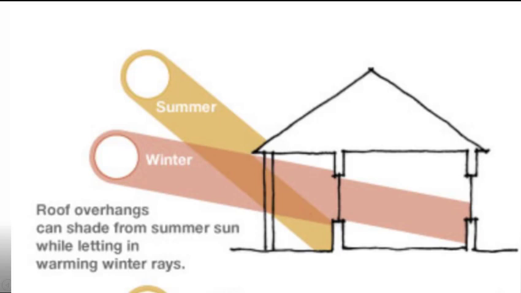Suppose the kitchen needs to be placed in the direction where the sun rays arrive first in the morning. So, if the northern hemisphere is considered, then the kitchen needs to be placed in the southeast direction of the building.